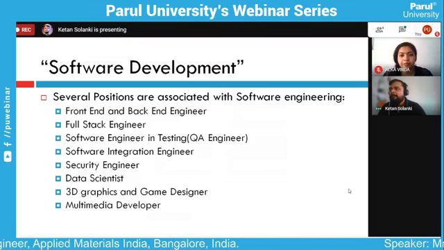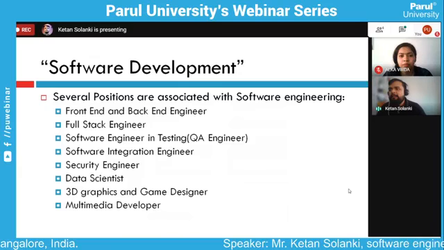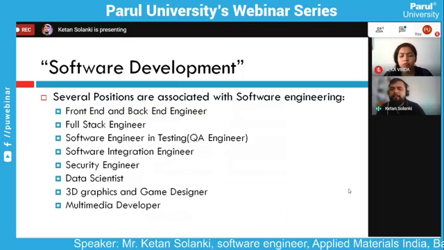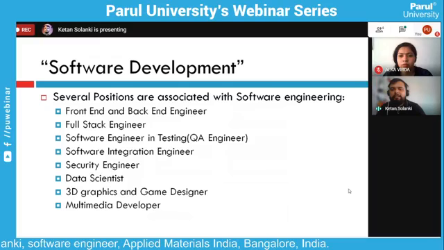Then a full stack engineer is handling both sides, front end and back end. Then we have a software engineering post in testing, they call it a QA engineer, quality assurance engineer. Then a software integrator engineer. The software integrator is a special kind. They are not dealing with any testing group or any developer group. What they do is, whatever code comes from the developer group, they just integrate it and pass it to the tester for testing.